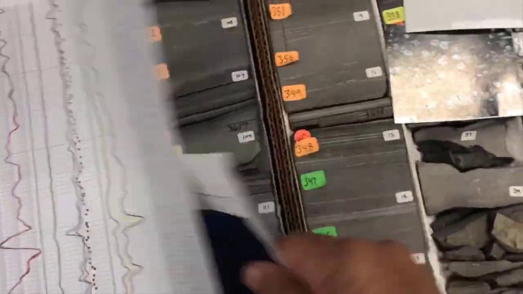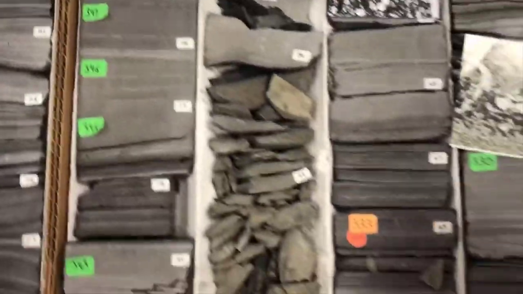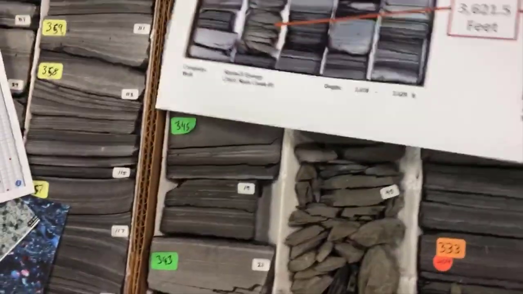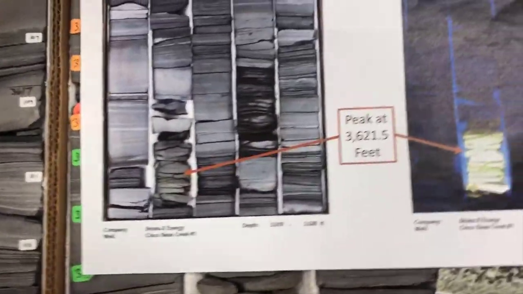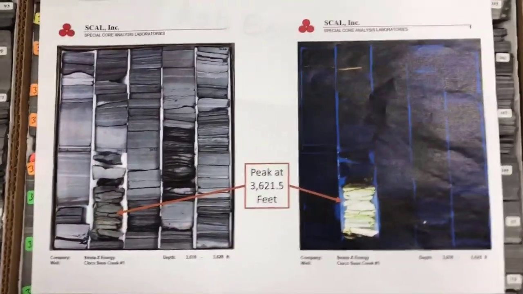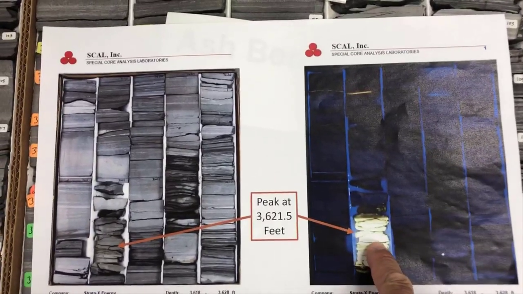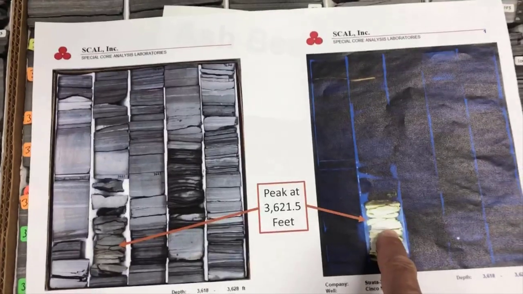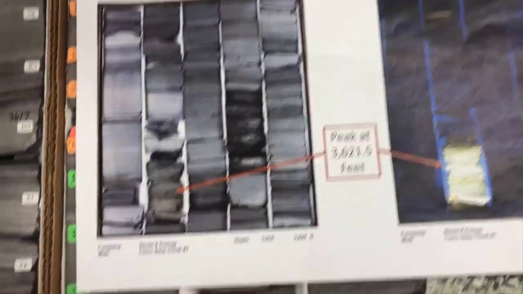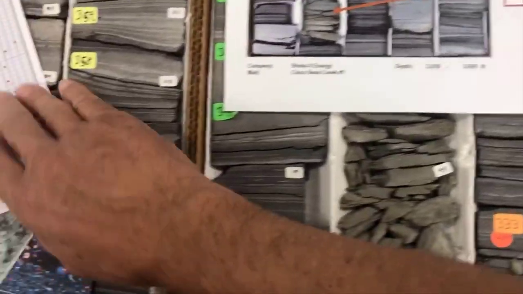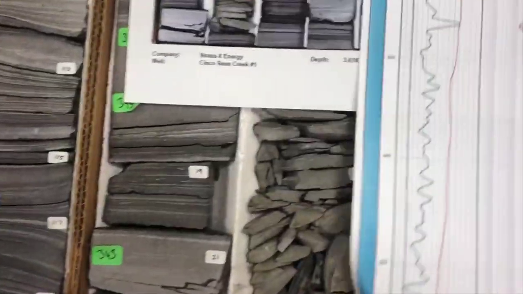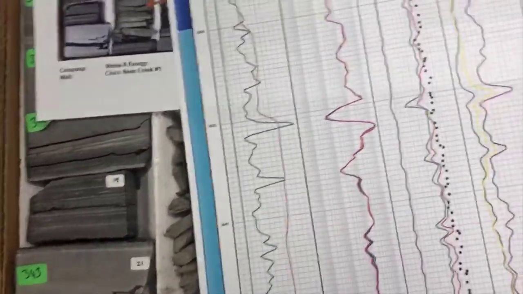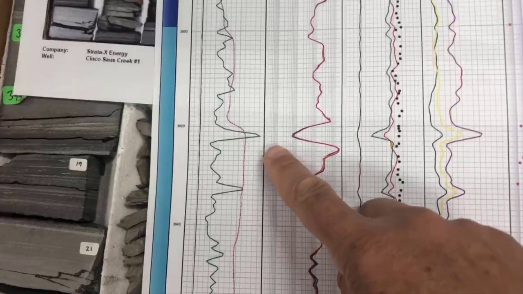Now, if we go to the previous segment over here, which is where we have the volcanic material, you're going to see also, that's the photograph right there of the same section. And then we have again here the ultraviolet light. And that's precisely where we have the first peak of the gamma ray log. So let me just show you again. These are the two peaks of the gamma ray log.